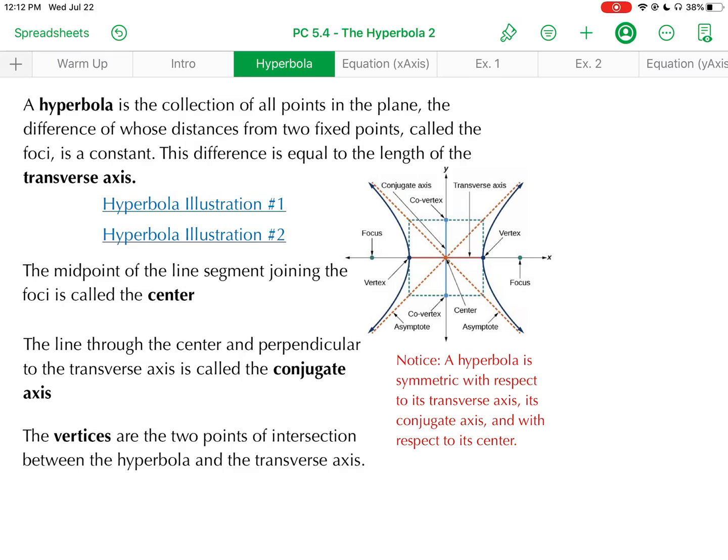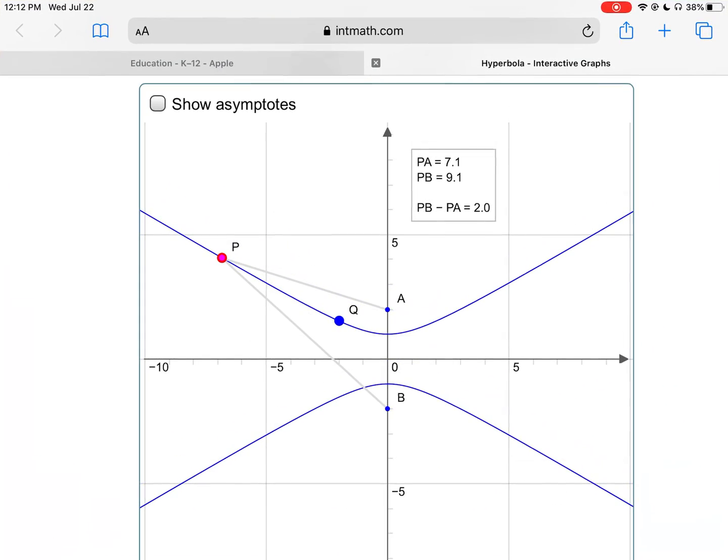So if you click on illustration number 1 there, it should take you to something that looks like this. The blue curves together make up my hyperbola. It's almost like two parabolas combined together to be thought of as one graph, okay? And I have this random point P on the upper half of the hyperbola, and I have points A and B. They represent my focus points. And I'm, of course, showing the distance from each of those focus points to point P, as well as the difference of those distances. Right now, the difference is 2 units, okay?